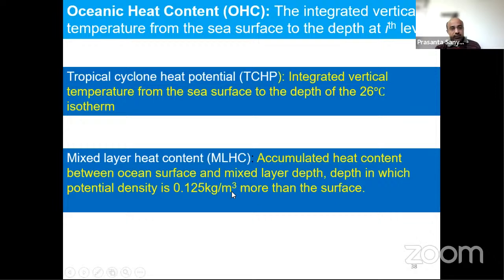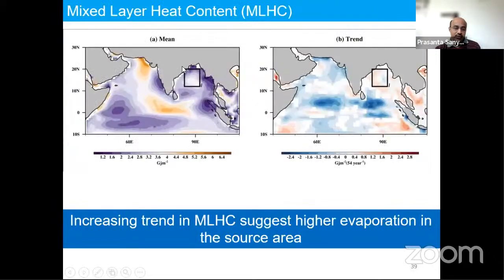If you see this mixed layer heat content, here in this figure, this box we have considered as the source of the moisture. If you follow the scale here, the mixed layer heat content is high here. And if you see the trend of mixed layer heat content for the last 55 years, the white color indicates that it's increasing. That means the increase in mixed layer heat content suggests higher evaporation in the source area.